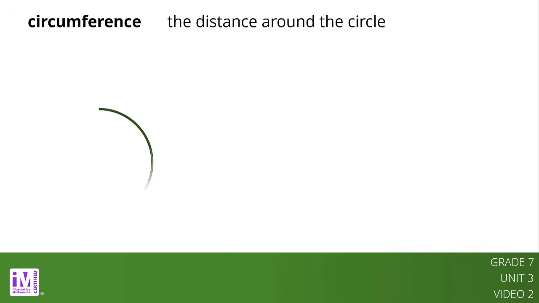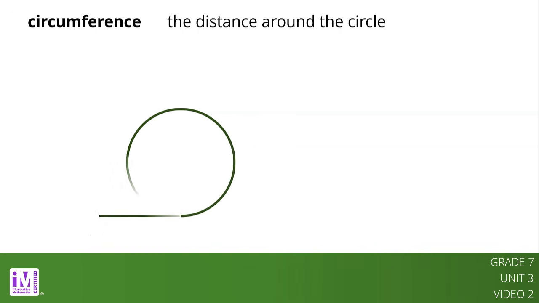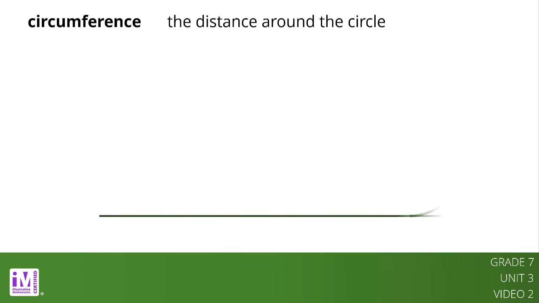The circumference of a circle is the distance around the circle. If a circle is made of a piece of string and we cut it and straighten it out, the circumference would be the length of that string. How is the circumference related to the other measures of a circle?